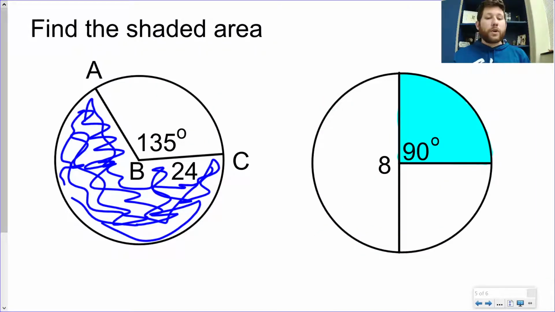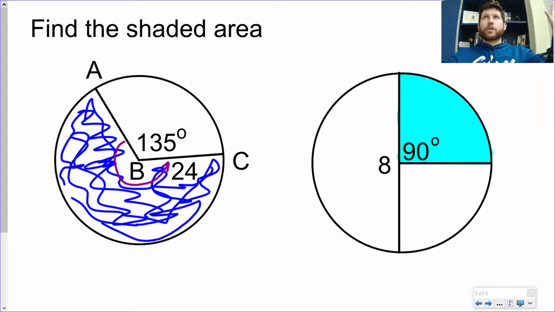Let's look at two more here, and we're just going to set them up, because if you can set them up, you should be able to solve them. So find the shaded area. Notice on this first shaded area that we don't actually have our angle. We've got part of our angle, but we're missing this part right here. So what I'm going to do is solve for that missing angle.